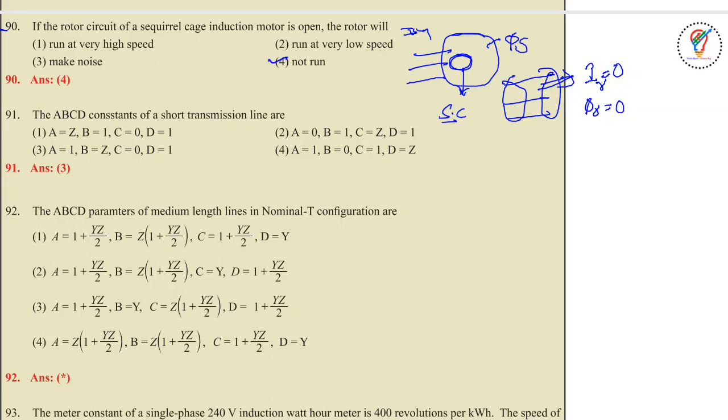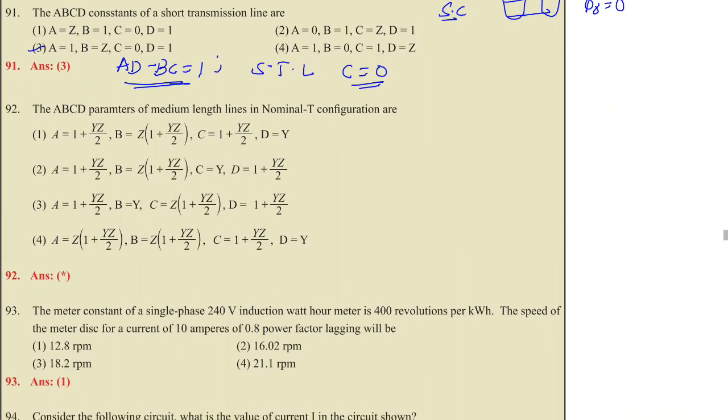Next question: the ABCD constants of a short transmission line are. Here we can cross check these values by using the shortcut formula. There is a reciprocal of the transmission line: AD minus BC is equal to 1 is one way, and the second way to eliminate the options is for a short transmission line. For a short transmission line, the capacitance value will be 0. So among these options, the capacitance will be 0 in these two options. After that, you can apply this concept AD minus BC is equal to 1 for a reciprocal network. Then you will get the answer easily.